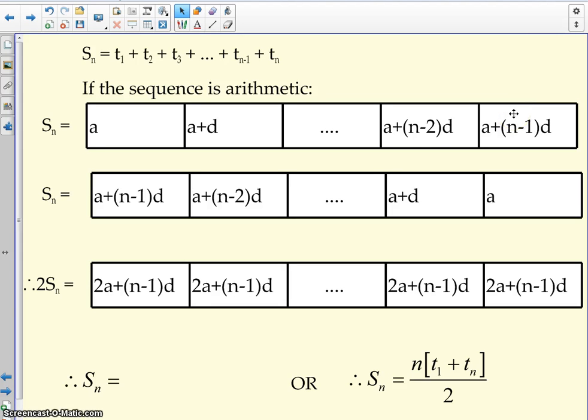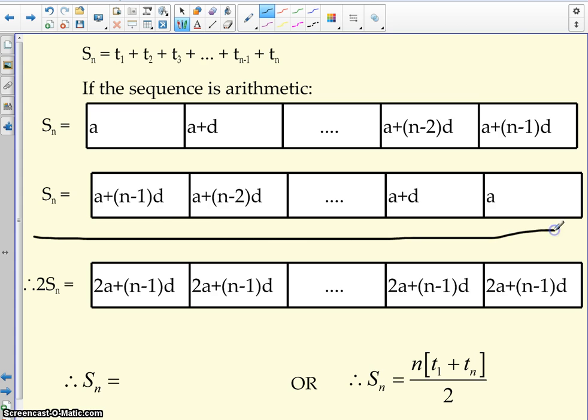If we take what Gauss did and just reverse the order of everything, and just write that underneath, well, we have the last term being a plus (n minus 1)d, and then going down all the way until a. And then we're going to do what Gauss did and add these two together.